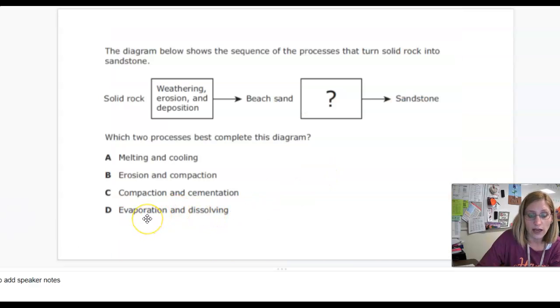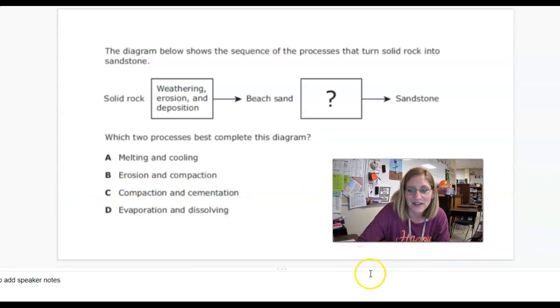How about evaporation and dissolving? No, that doesn't make sense, right? That has nothing to do with what we're talking about with this diagram. The best answer is going to be C, compaction and sedimentation. That's what we're missing here. So if you said C, you're 100% correct. Good job. All right, let's do the next one.